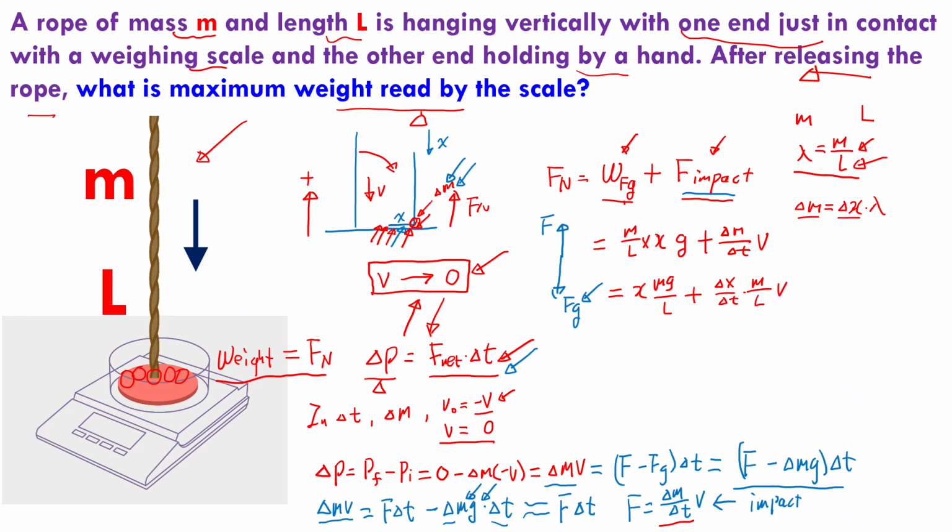Then if we pay attention to this right here, delta x over delta t, that is the velocity of the falling rope. Then this equation can be written as x times mg divided by L plus mv squared divided by L. Everything here is known except the velocity. Then what is the velocity here? We know the rope is falling, right? But what is the velocity of the rope?